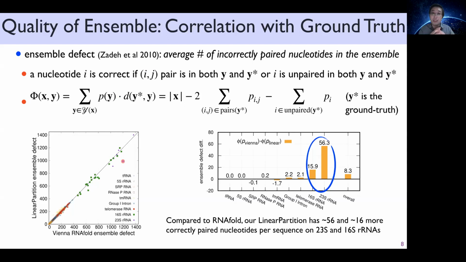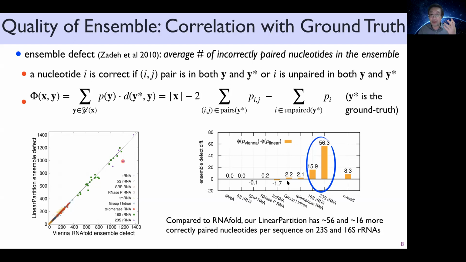And to test the quality of our base pairing probability distribution, we use a concept called ensemble defect, which is a very well-known concept to measure the quality of the ensemble. It is basically capturing the average number of incorrectly paired nucleotides in the ensemble. A nucleotide is said to be correct if it's paired with the correct partner, or if it's unpaired in both your prediction and in the ground truth. So it's not just whether you are paired or not. You have to be correctly paired with the correct partner.